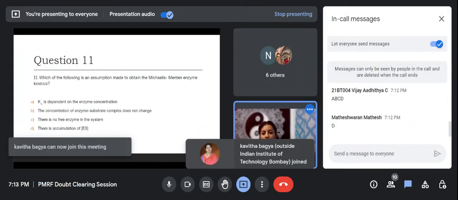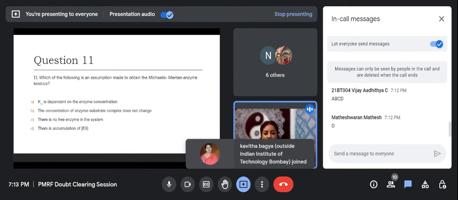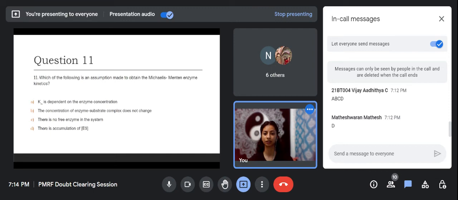Okay. So question number 11 is: which of the following is an assumption made to obtain the Michaelis-Menten enzyme kinetics? So what is the assumption? It's either Km is dependent on the enzyme concentration, the concentration of enzyme substrate complex does not change, there is no free enzyme in the system, or there is no accumulation of enzyme substrate complex. So what do you think the answer is? B. Okay. B and C.